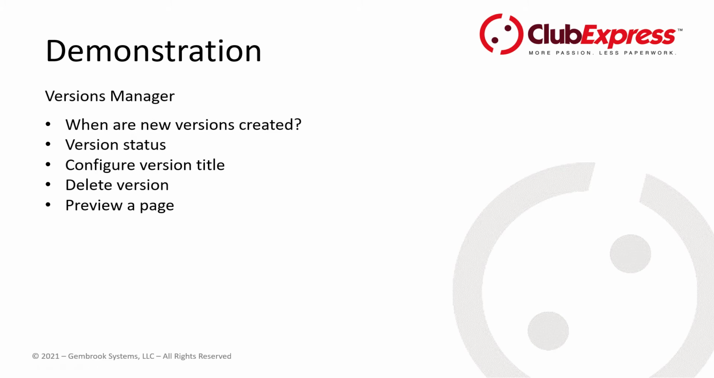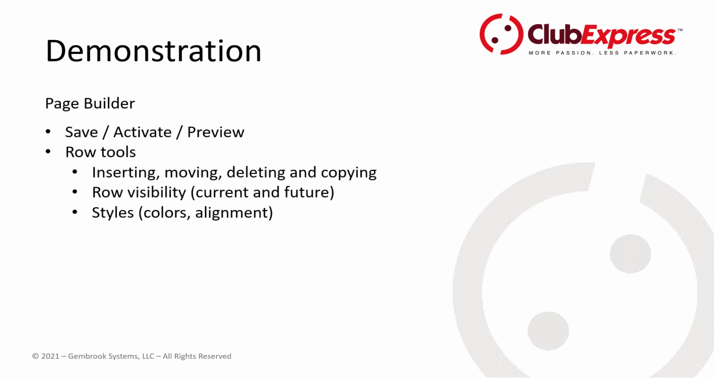And then we'll go into the versions manager, and we'll talk about when new versions are created and looking at the status of versions. I'll show you how you can configure a version title, when you would want to schedule a version for deletion, and the difference between previewing a page and viewing a page. Then within the Page Builder itself, we'll look at the menus for saving, activating, and previewing. We'll look at a couple of the row tools for inserting, moving, and deleting rows. We'll talk about row visibility, both the current and future visibility.